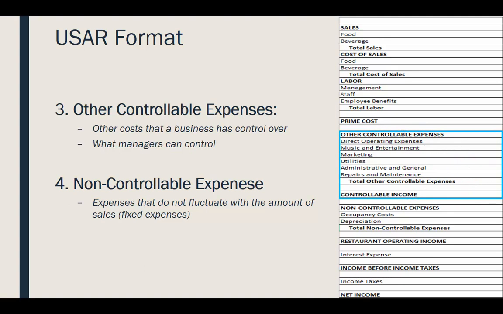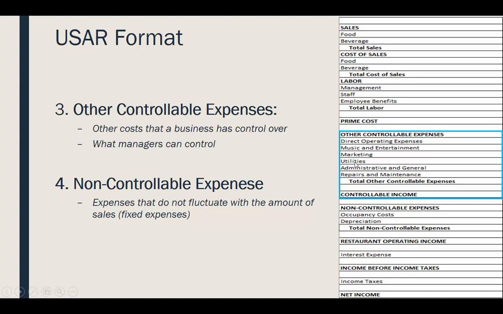The next section would be other controllable expenses. So those are other costs that a business has control over. So what managers can control. For a restaurant, you might see any kind of entertainment here. Well, once you book someone, you're paying them that price, but you can decide how much you're spending on your entertainment. You can decide how much you're spending on your marketing.